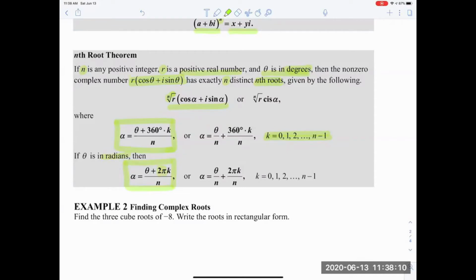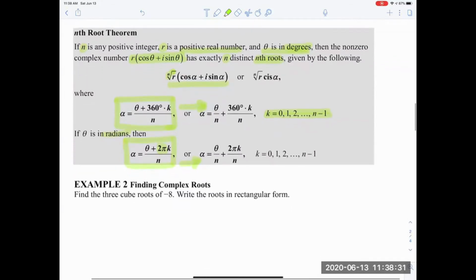And in the next step, right here on the right-hand side, you just distribute the denominator. n distributes to theta, and n distributes to 360 times k, respectively. On the bottom, it distributes to theta and the 2 pi k. Good. So this will be interesting to find out: what are the 3 cube roots of negative 8?